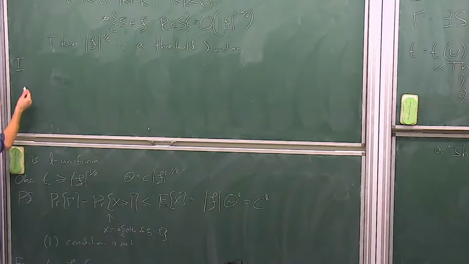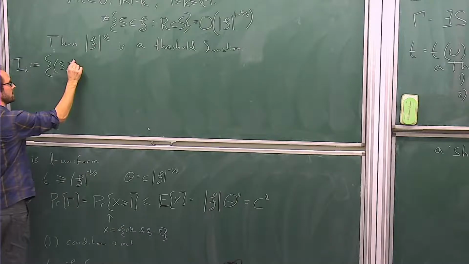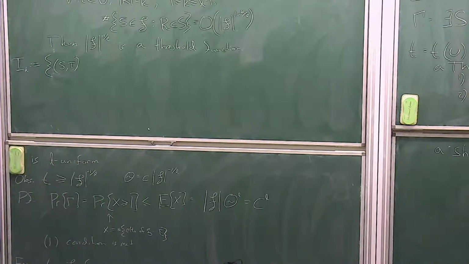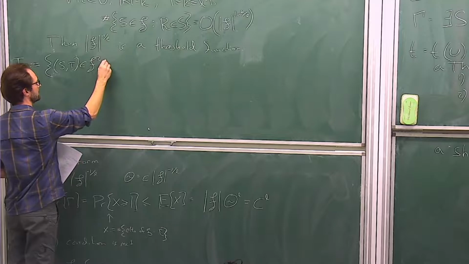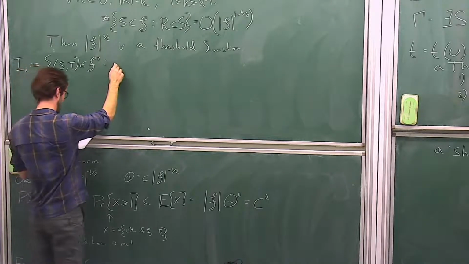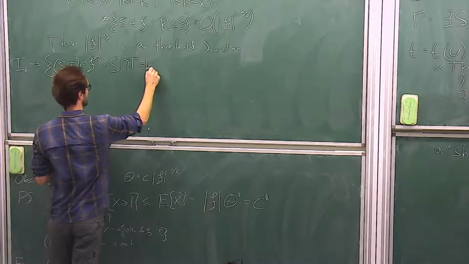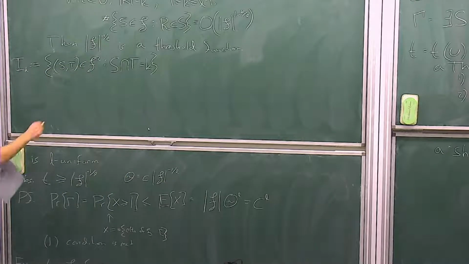So the other two propositions I'm going to mention depend on the following quantity. Say I sub k is the number of pairs S and T such that the intersection of S and T is equal to K.